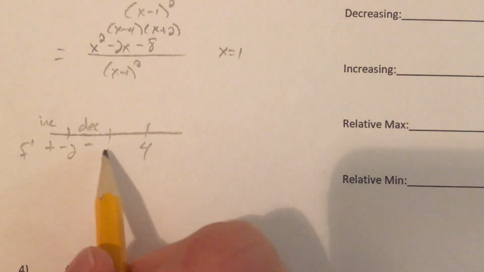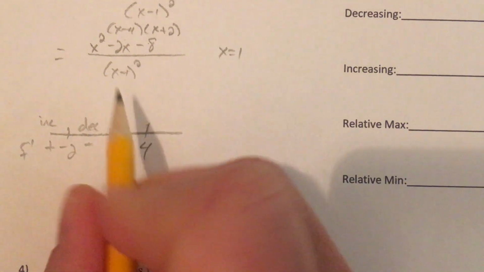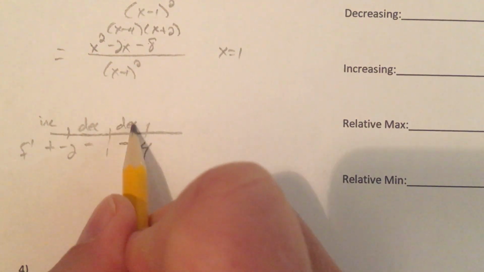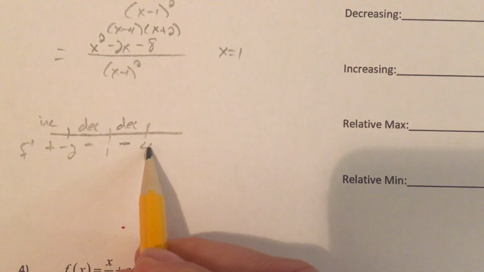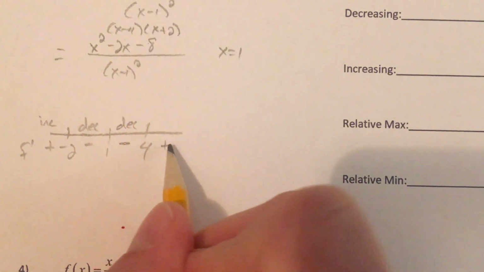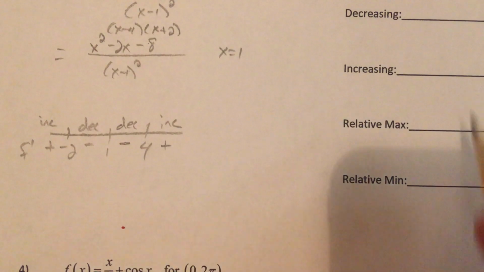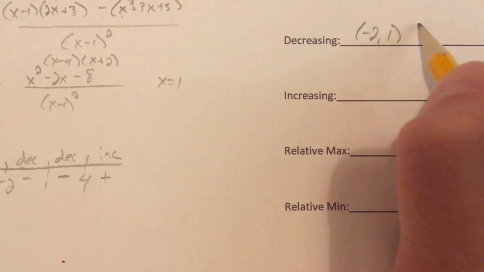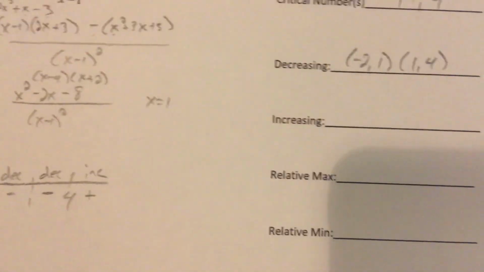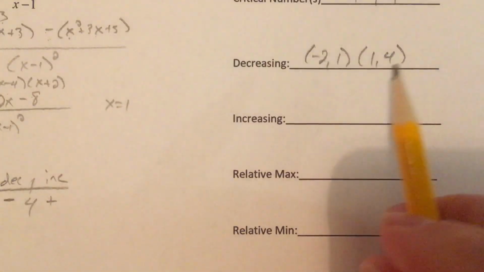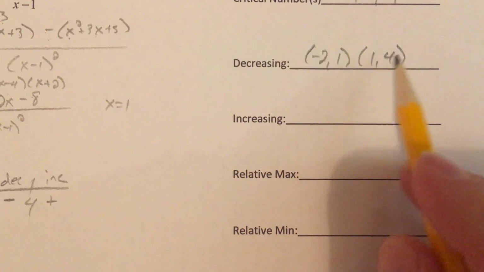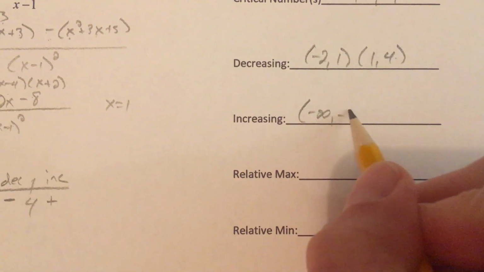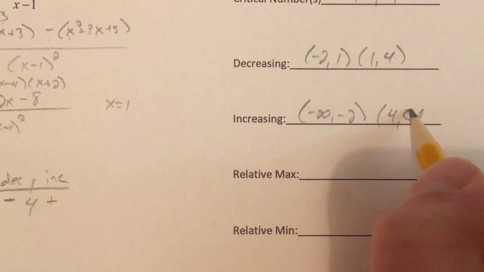Our function is decreasing. If I pick something between 1 and 4, say 2, put it in, I get 4 minus 8. That's a negative, decreasing there. And then if I put something bigger than 4, I get a large positive to start with. So we're increasing. So we are decreasing from negative 2 to 1 and from 1 to 4. And we do have to split that one because of the discontinuity at 1. You can't say from negative 2 to 4 because we're not continuous all the way through there. Increasing from negative infinity to negative 2 and from 4 to positive infinity.